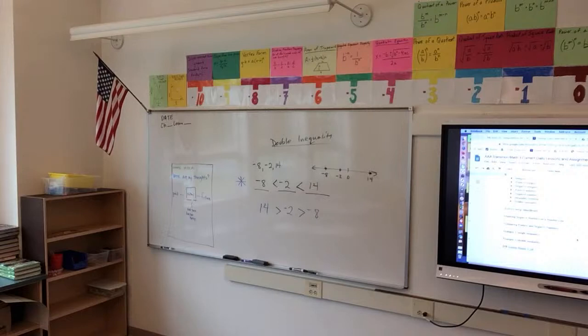Wait, least to greatest is like -8, -2. Okay. Wait, that's like how we did it up there, right? Yeah. Okay.